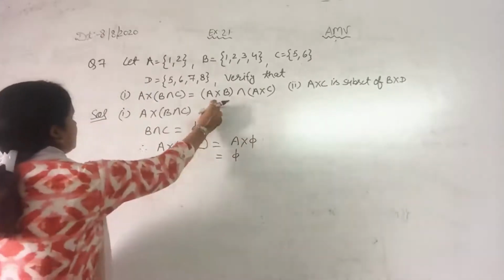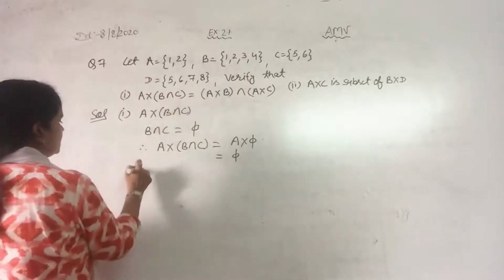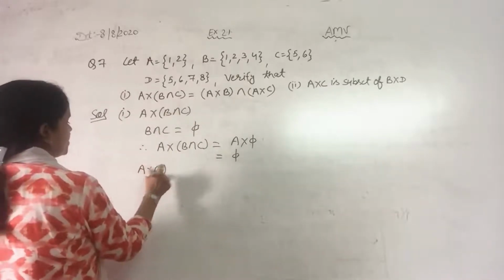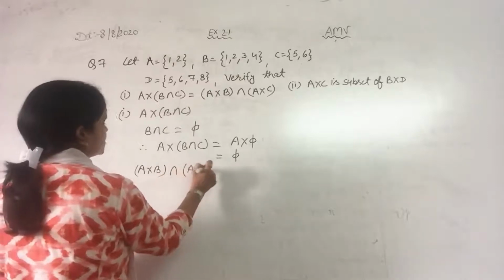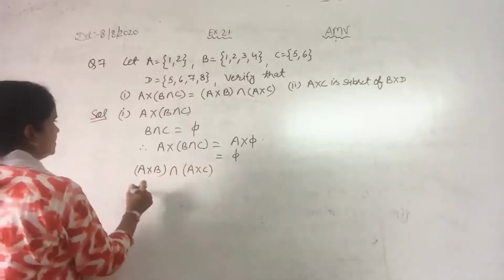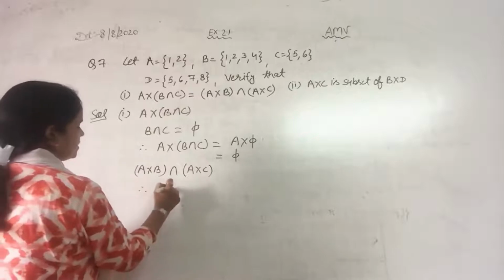Okay, and now from Cartesian product AB intersection Cartesian product AC. First AB.